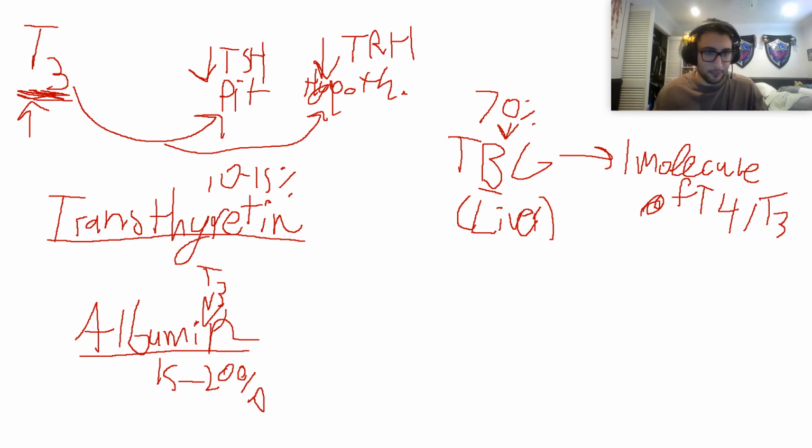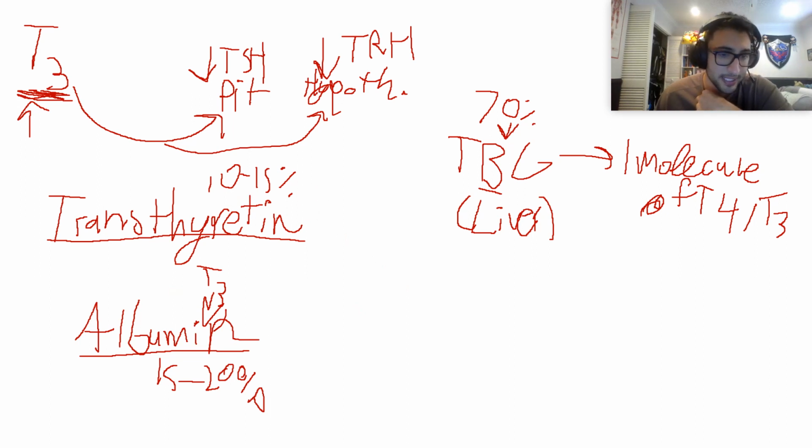To summarize the main points of this slide, thyroid hormone, the T3 form specifically, will feed back onto the pituitary and the hypothalamus to downregulate the release of thyroid stimulating hormone and thyrotropin releasing hormone so that there's a complete negative feedback loop. The thyroid hormone can travel with thyroid binding globulin, with transthyretin, with albumin, etc.